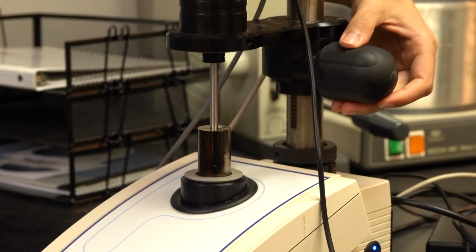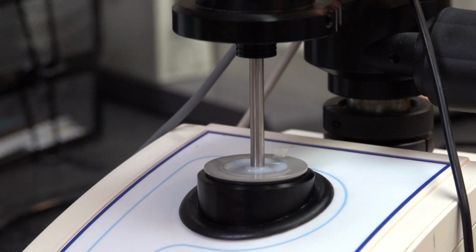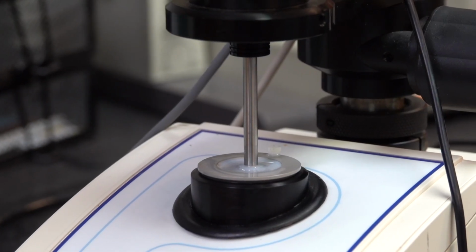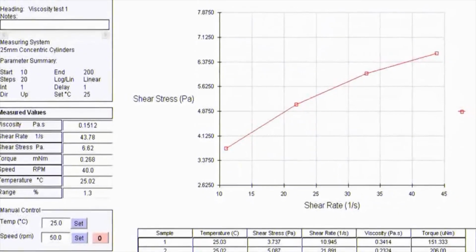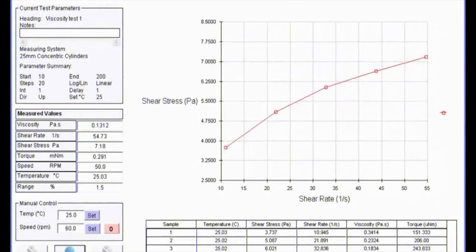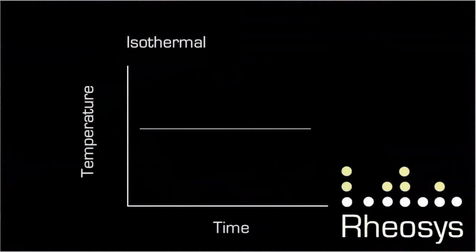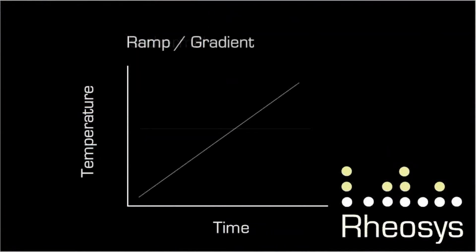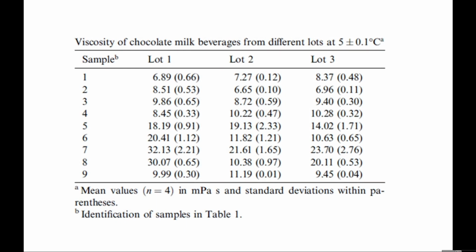As we lower the probe in sample, it begins to rotate and measure viscosity, which is obtained from the curve between stress and strain. The slope of this curve gives the viscosity of the sample. This experiment can be performed holding the temperature constant or by ramping the temperature to see the effect of temperature on viscosity.